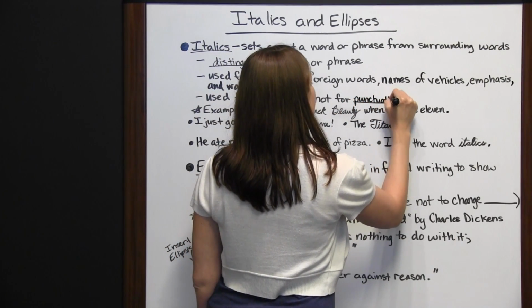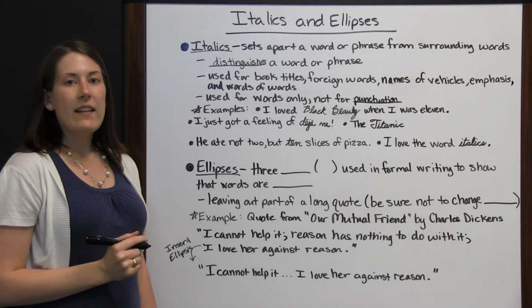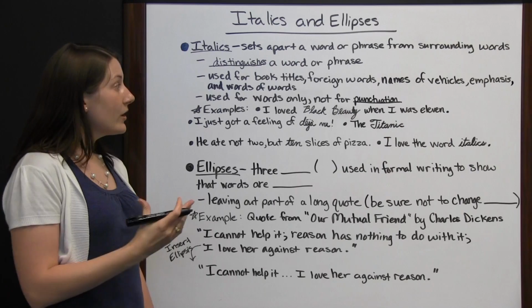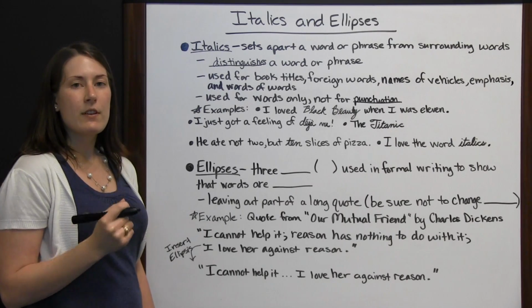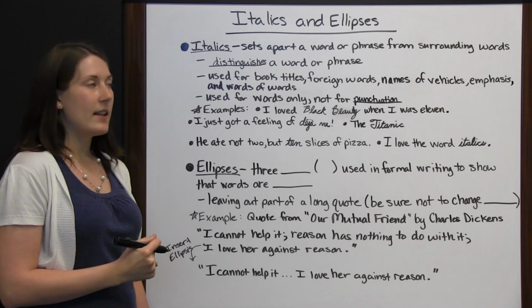So if you have a phrase or a name of something in italics and it's at the end of the sentence, the words get italicized, but the period or exclamation point or question mark at the end of the sentence does not get italicized.